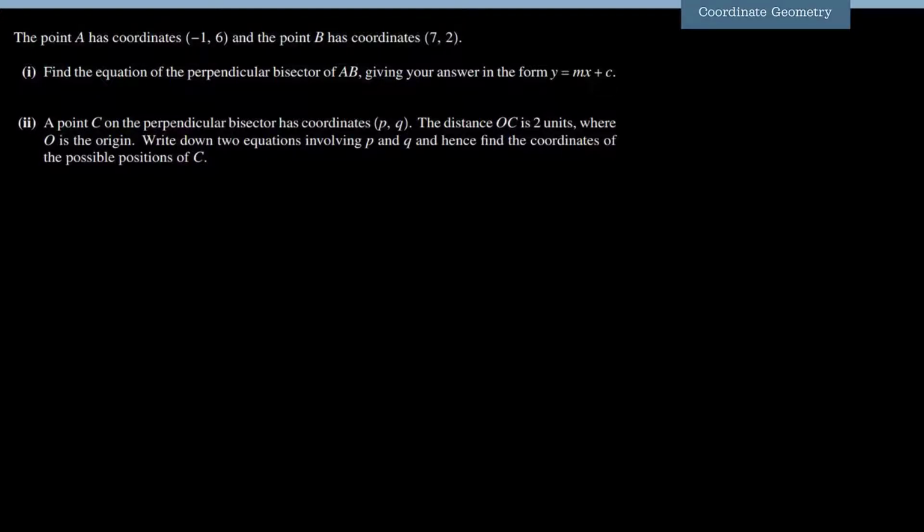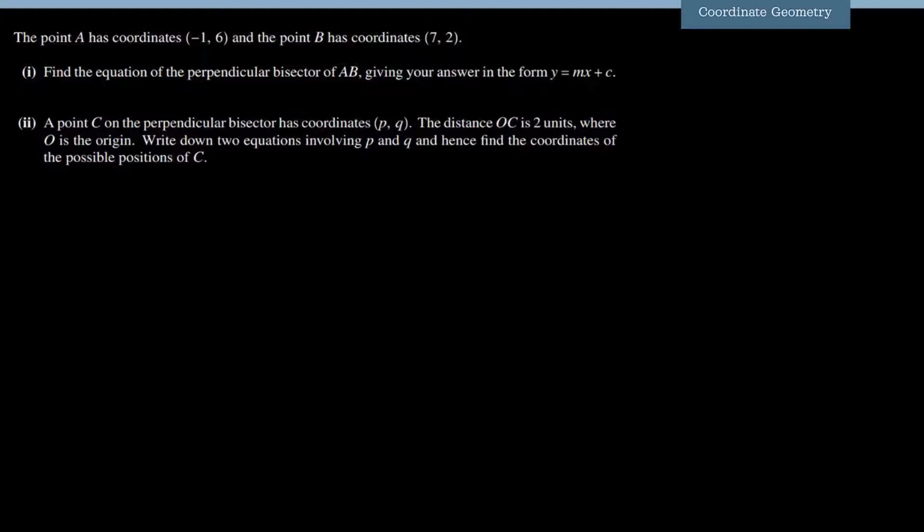Here in this question, it is told that there is point A that has the coordinates of -1, 6 and there is point B that has the coordinates of 7, 2. And in the first part of the question, I need to find the perpendicular bisector of AB and I need to give the answer in the form of y is equal to mx plus c.